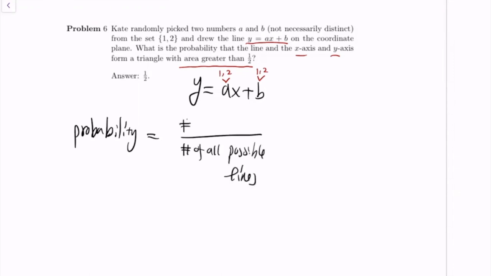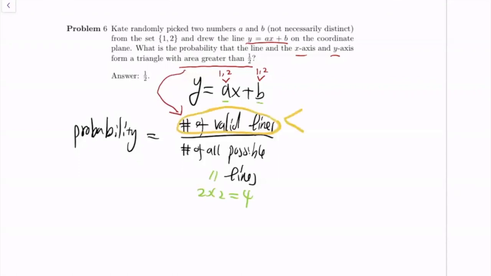And then the numerator is the number of valid lines. Here, valid lines means the area of the triangle formed by the line, the x-axis, and the y-axis is greater than 1/2. Obviously, because each coefficient has two choices, by the multiplication principle the total number of lines is 2 times 2, which is 4. So what we need to figure out is the number of valid lines.